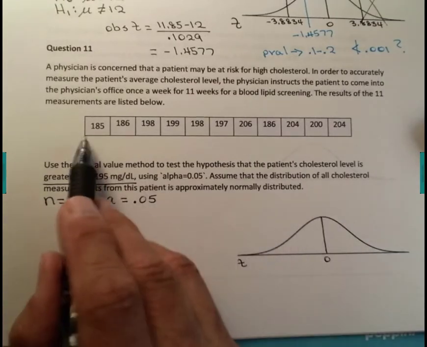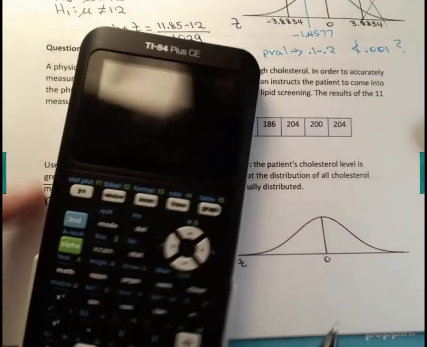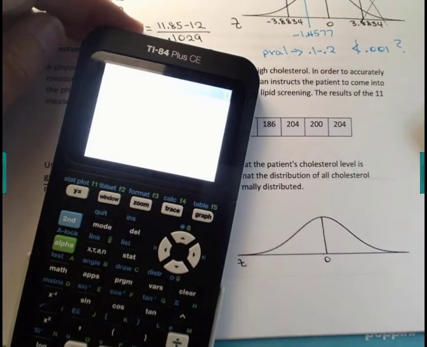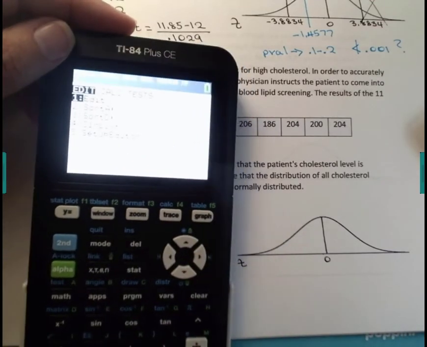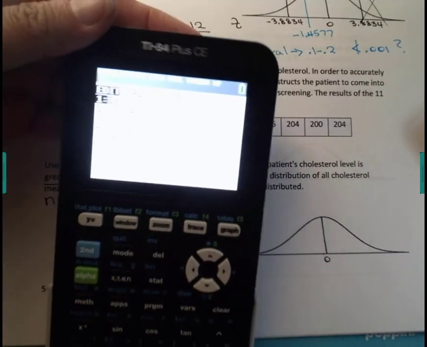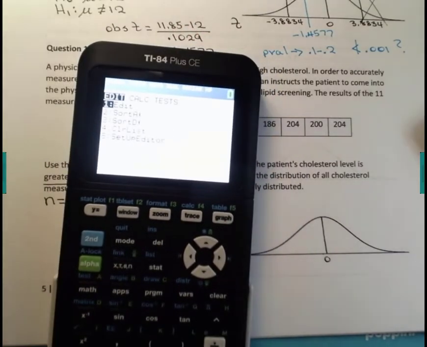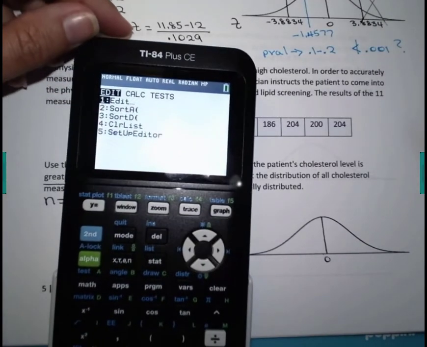Now, the first thing I've got to do is get the sample mean and the sample standard deviation. And the easiest way to do it is, of course, going in and putting it into the calculator. Let's see if I can do this so you can actually see it. That's not going to be easy. Maybe if I turn off this lamp, or turn that lamp on, that might help. Okay, I think I got it now.